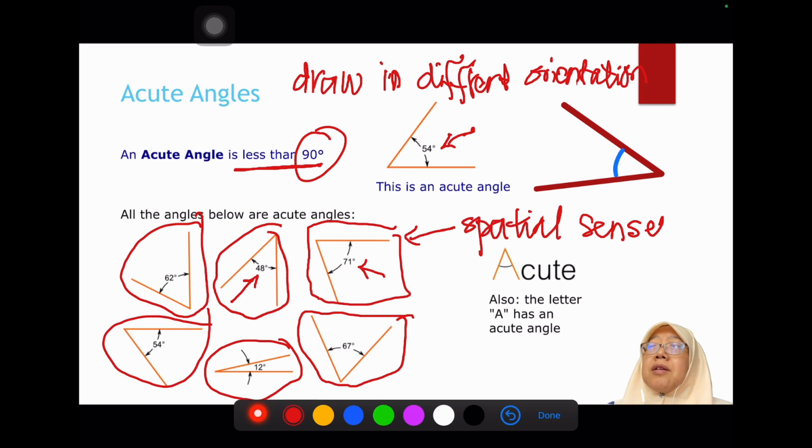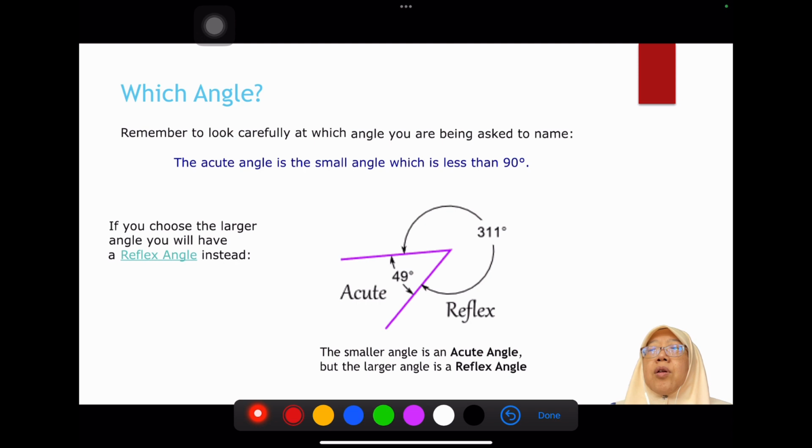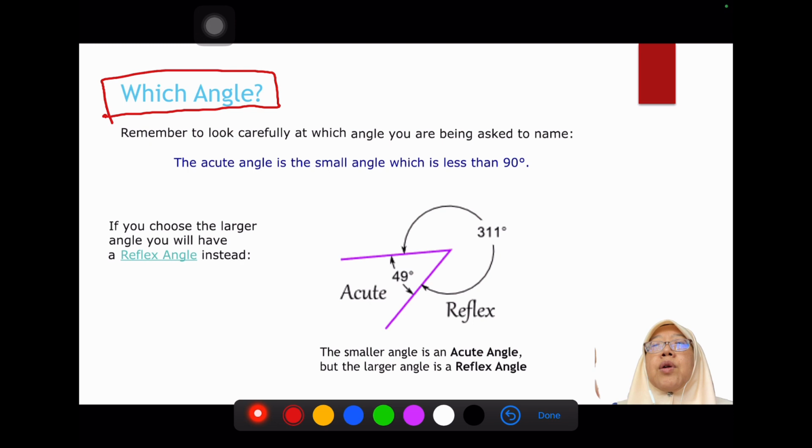A very simple way to remember acute angles is the word acute. The A is actually the angle. Okay, so the A has an acute angle. Alright, so which angle? This one you have to be very careful. You also have to highlight it to your students. Remember to look carefully at which angle you are asked to name, because the acute angle is the small angle, which is less than 90 degrees.